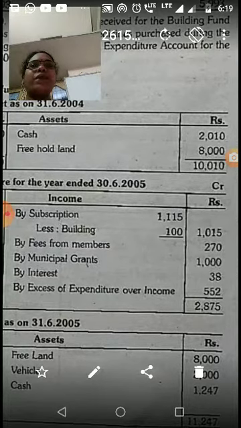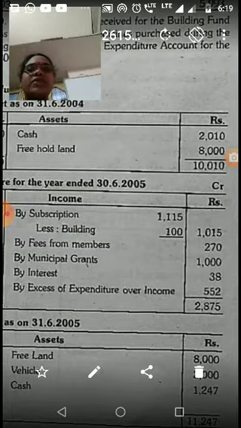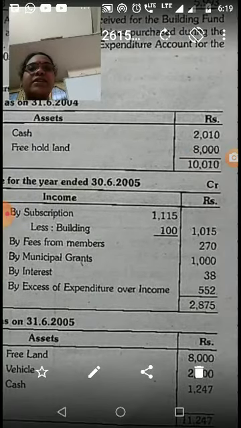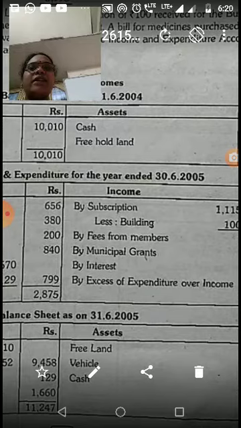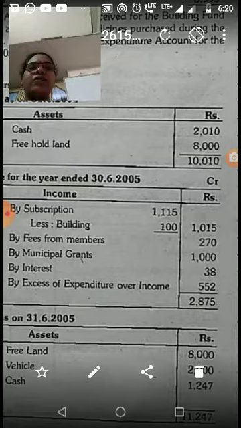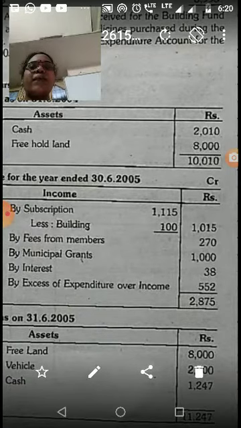By fees from members, that is 270 is given in the problem. By municipal grants, that is 1000 given in the problem. By interest 38 given in the problem. By excess of expenditure over income, which means debit balances are more than credit side balances. So debit balance is 2875. Then from 2875 we have to reduce all these credit side balances. 552 is the excess of expenditure over income, so expenditure is more than income.